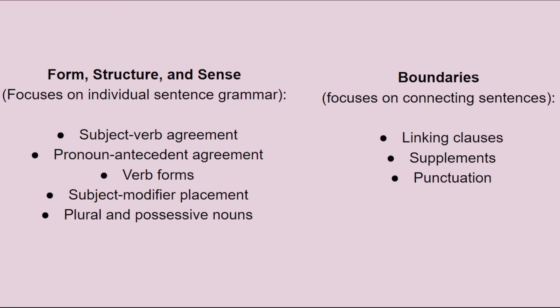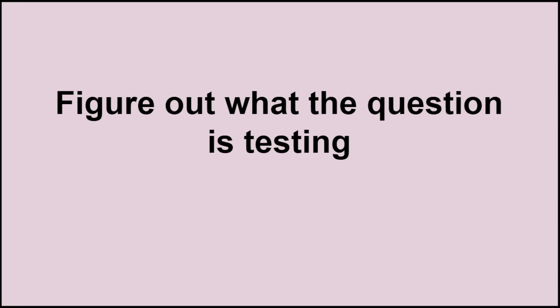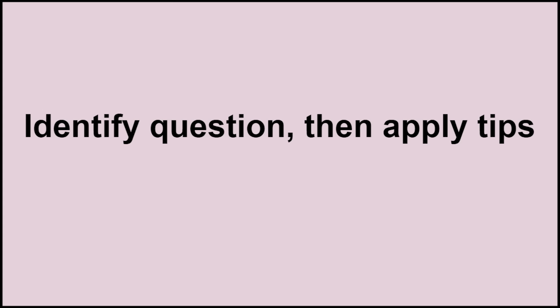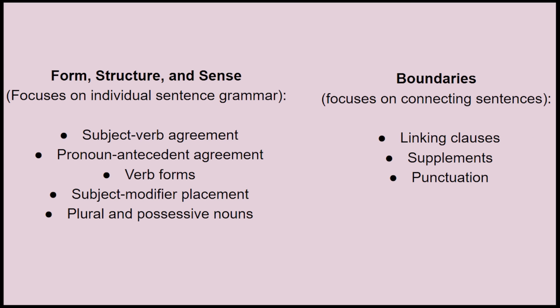The next group of questions is Standard English Conventions, which is the easiest section to improve because all you have to do is memorize grammar rules. Each question type can only test you on one topic, so the first thing you want to do is identify what the question is testing. The easiest way to do this is by looking at the answer choices. Once you know the question type, you can apply any relevant tips. Here's a breakdown for each question type.